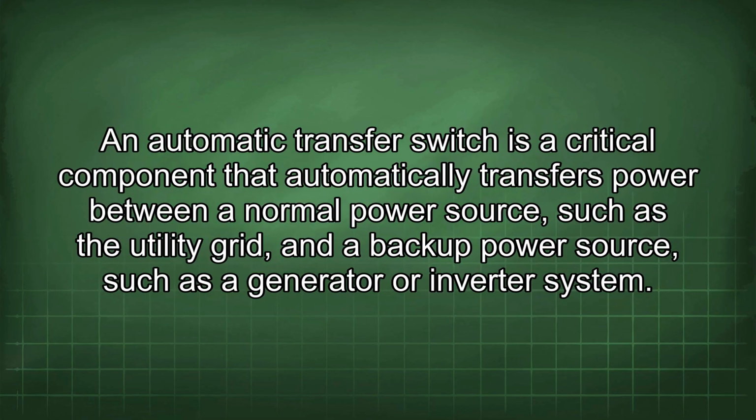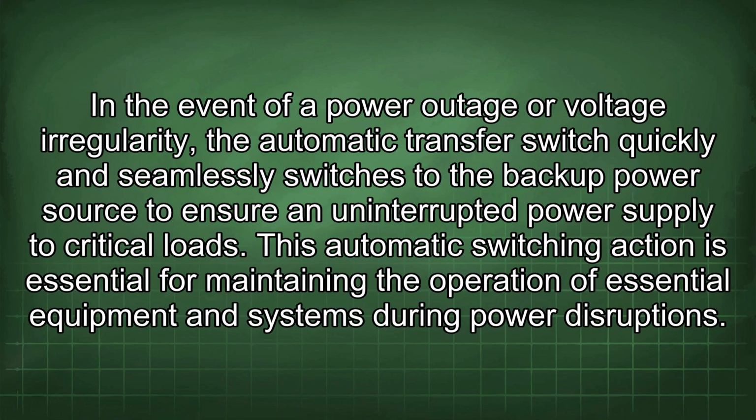An automatic transfer switch is a critical component that automatically transfers power between a normal power source, such as the utility grid, and a backup power source, such as a generator or inverter system. In the event of a power outage or voltage irregularity, the automatic transfer switch quickly and seamlessly switches to the backup power source to ensure an uninterrupted power supply to critical loads. This automatic switching action is essential for maintaining the operation of essential equipment and systems during power disruptions.